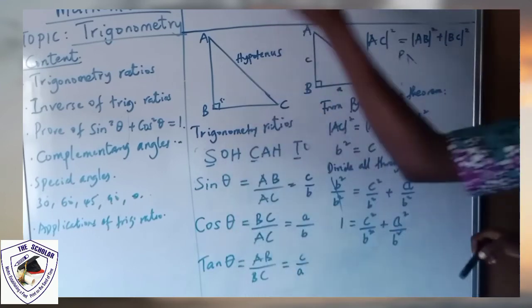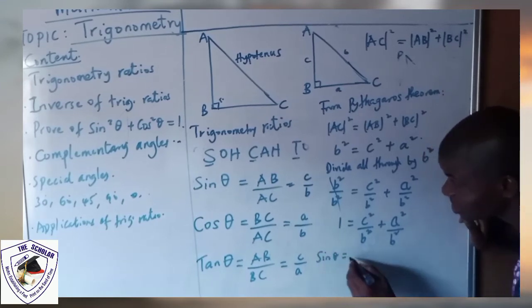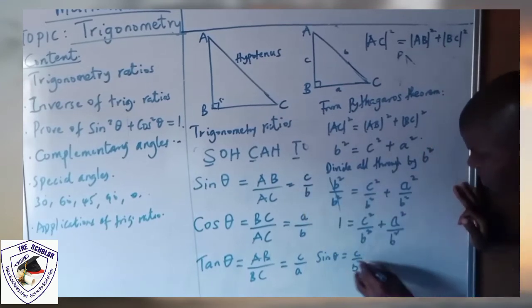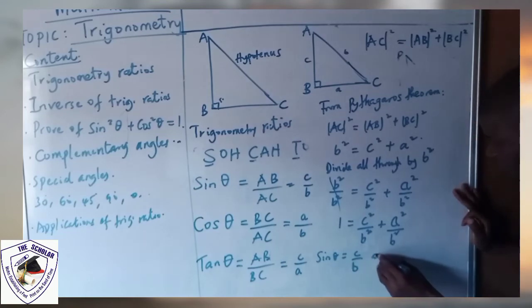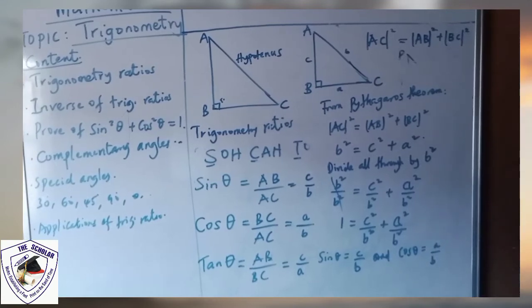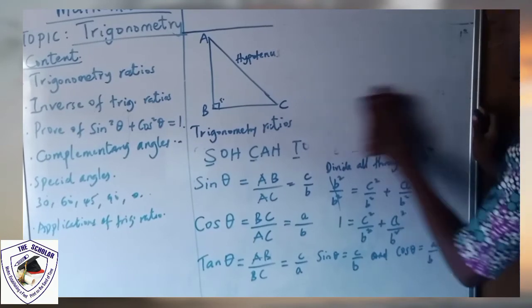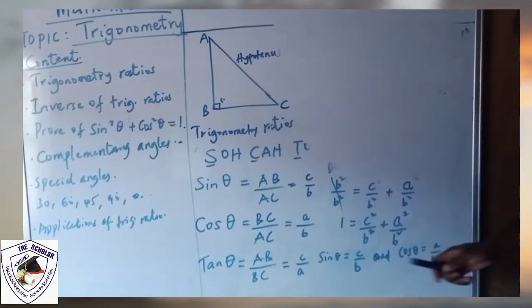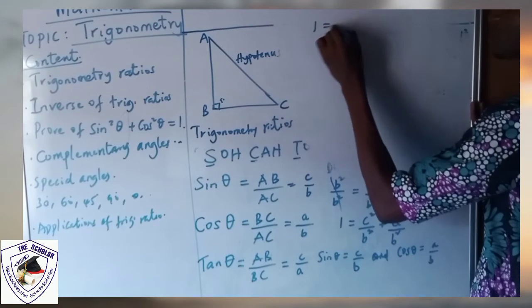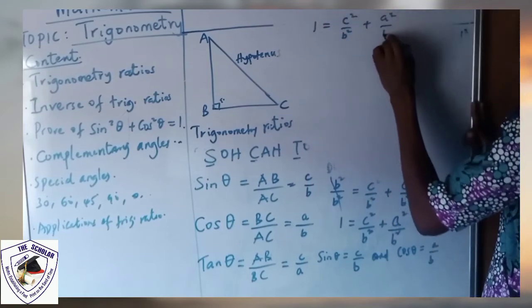Now, going back to this first expression that I have here, my sin theta is defined as what? That is C over B. And my cos theta is defined as what? A over B. I hope you are with me. If I now substitute this into this expression that I have here, then I'm going to get something very important and something very tangible. From my 1 is equal to C squared over B squared plus A squared over B squared.